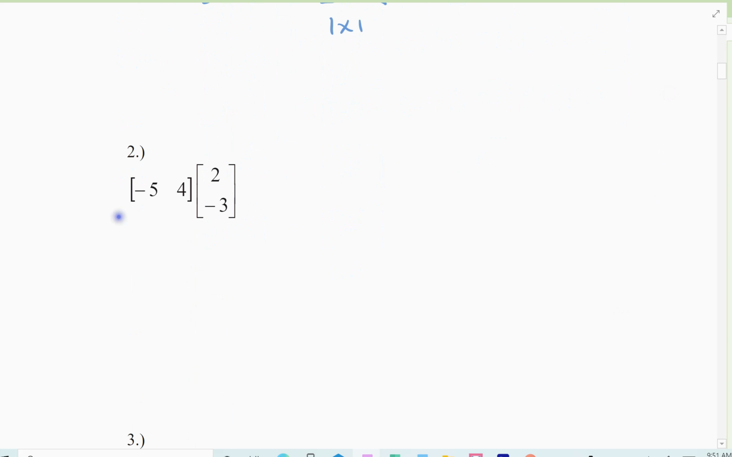Again, I can do the math. I've got a single row with 2 numbers and a single column with 2 numbers. This would be a 1 by 2. This would be a 2 by 1. This would be my matrix A, this would be my matrix B. And I've got enough numbers to multiply.